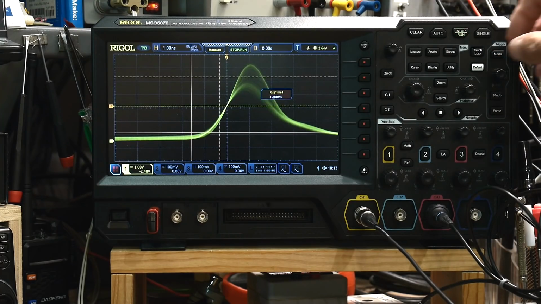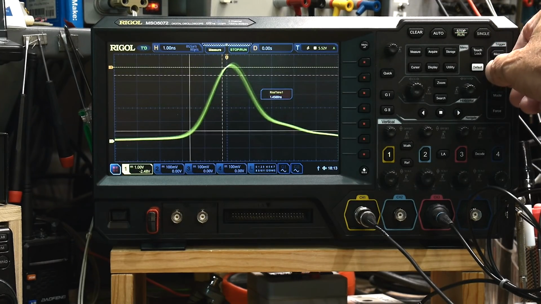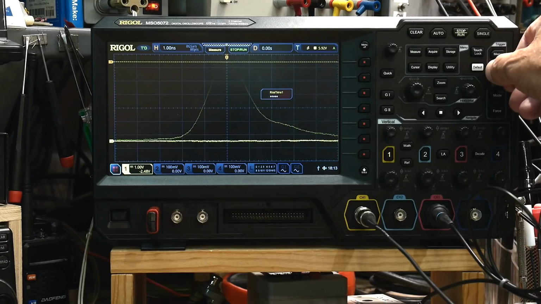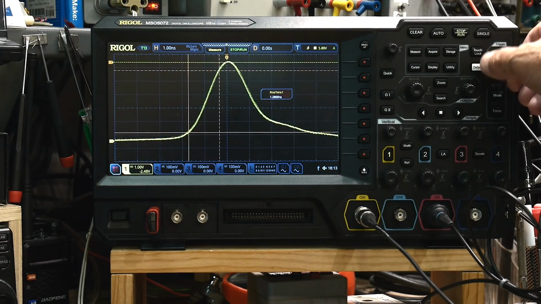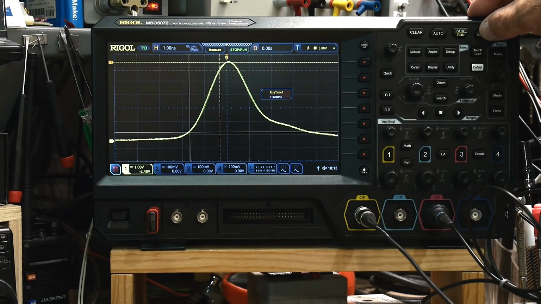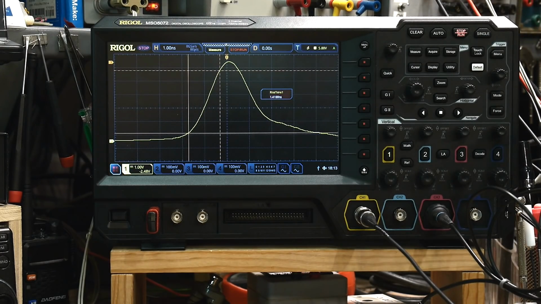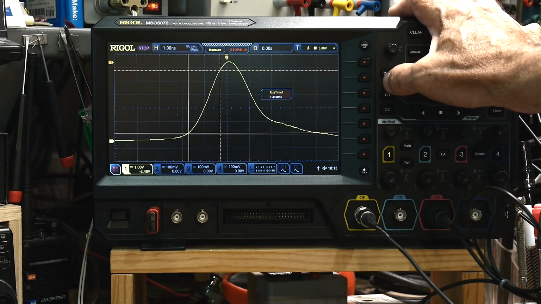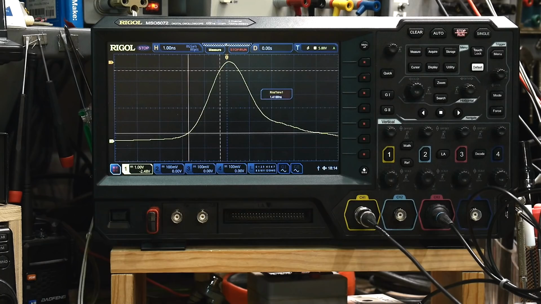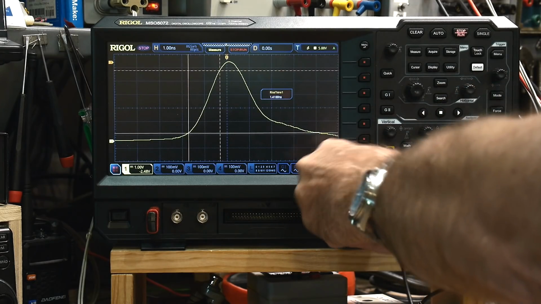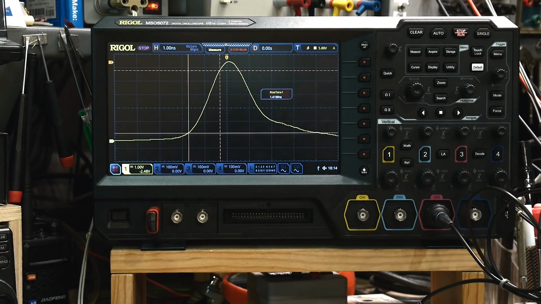And let's go here. And right about there. Okay, 1.4 nanoseconds. So yes, it is slower. Let's save that one. That's DS3, right? Okay. So we did that one.